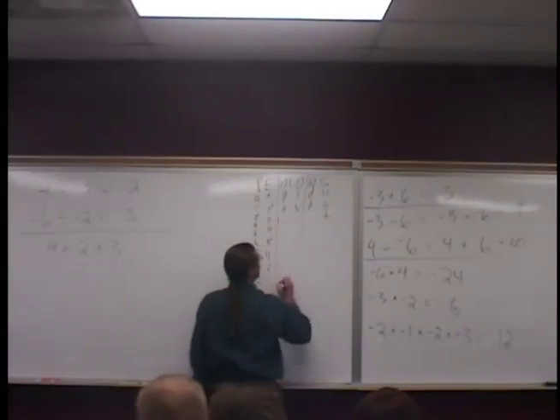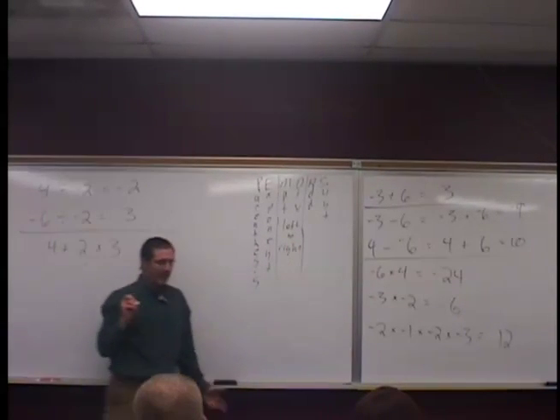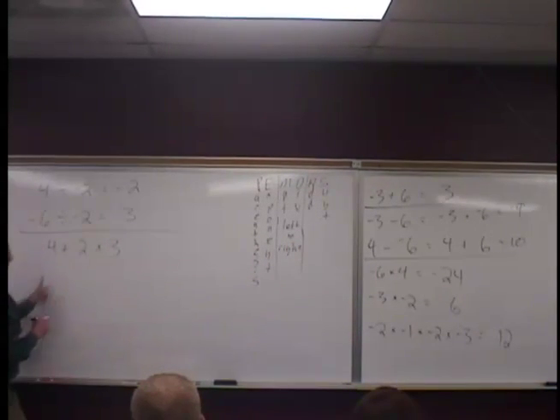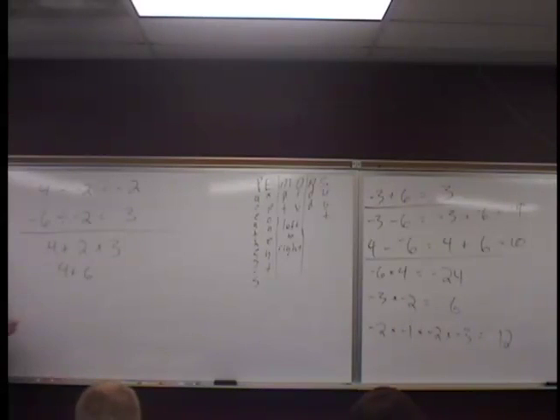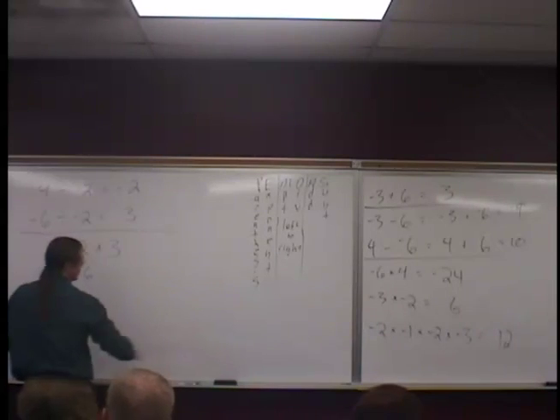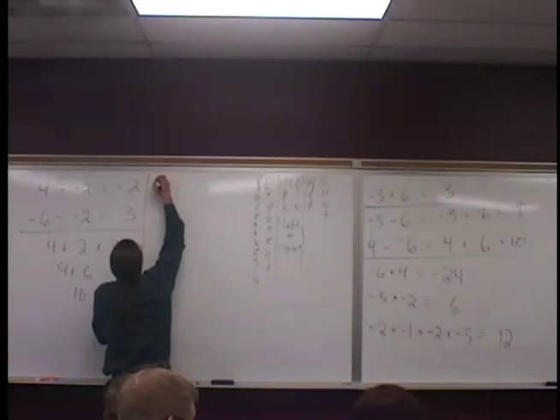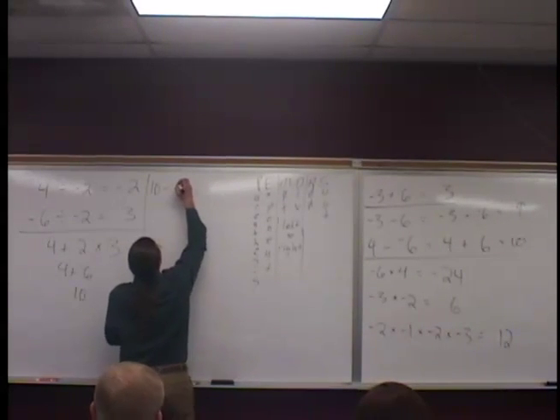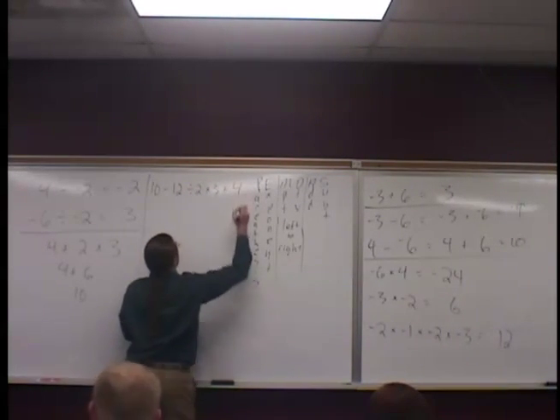Within the same order, left to right. In other words, here it's pretty straightforward. What are we going to do first? Multiply. We're going to do 2 times 3 first, then add. If we get more complicated equations, suppose I give you 10 minus 12 divided by 2 times 3 plus 4.